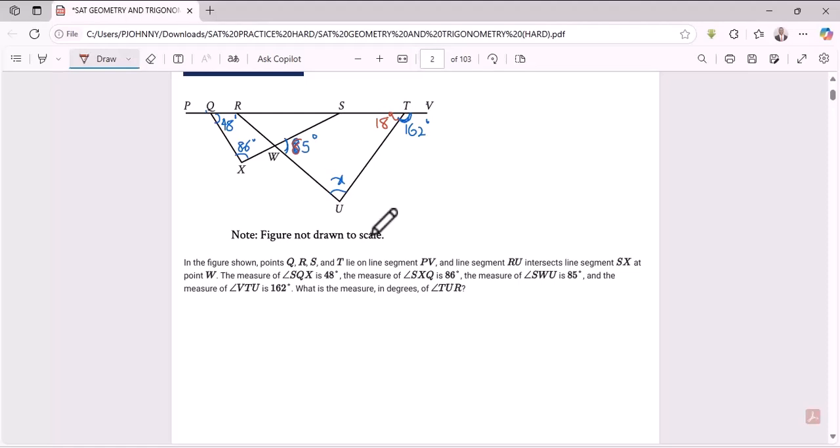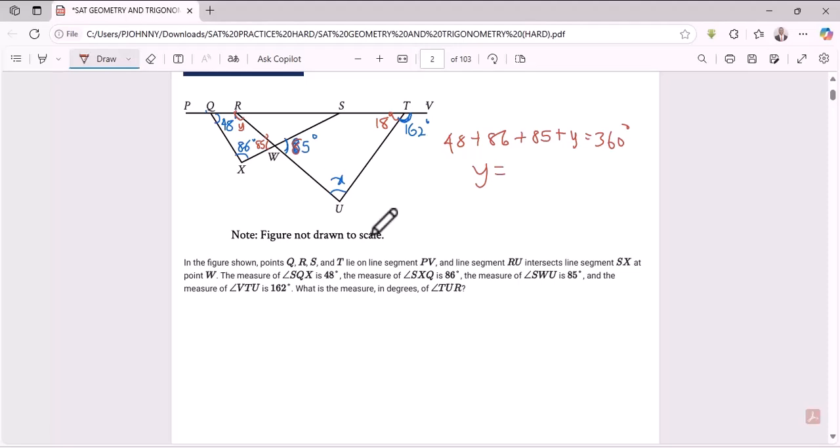So if this is 85 degrees, means this is also 85 degrees, right? So we can actually find this angle in this quadrilateral here. Let's call it Y degrees. So basically we have that 48 plus 86 plus 85 plus Y is equal to 360 degrees.